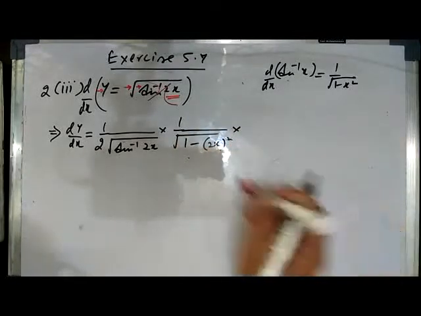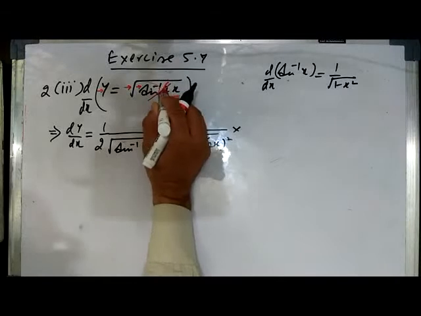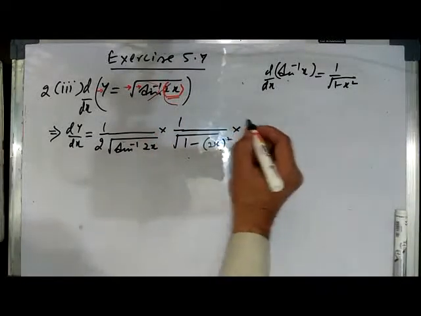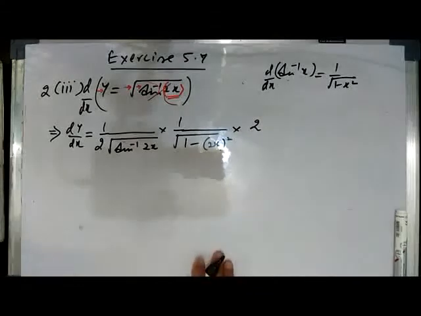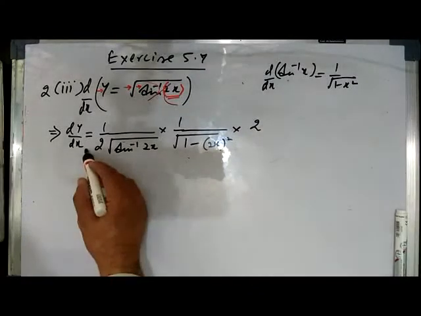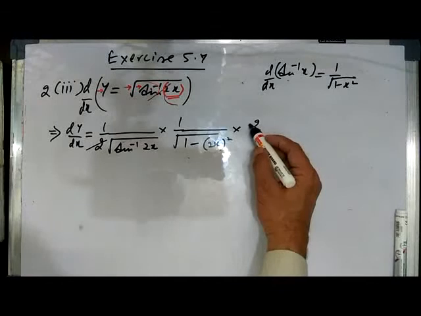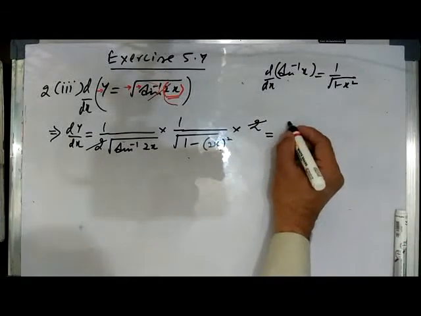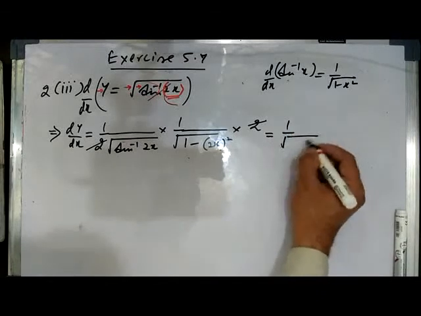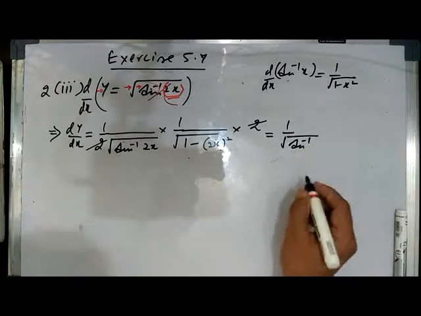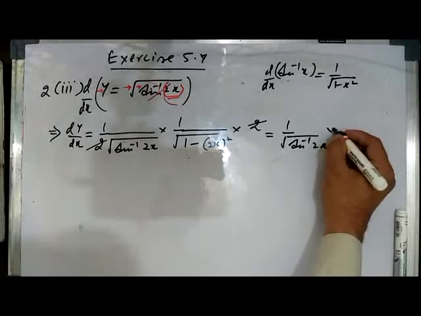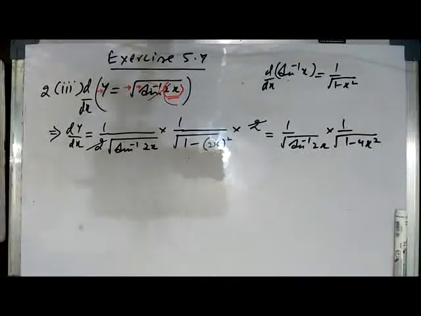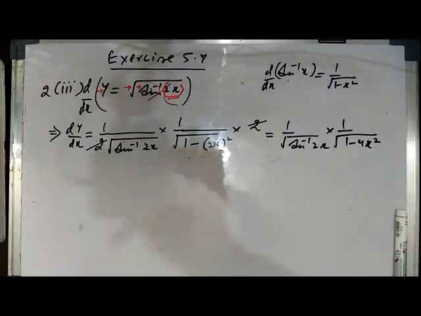Now this arrow, being the differential operator, will reach here in the end at 2x, and it will differentiate 2x into 2. Now later you can simplify this by cancelling, and this equals 1 upon under root sine inverse 2x into 1 upon under root 1 minus 4x square. That is the way to solve this question.